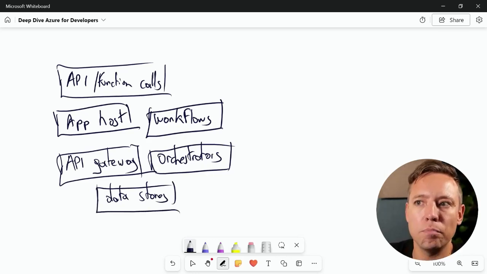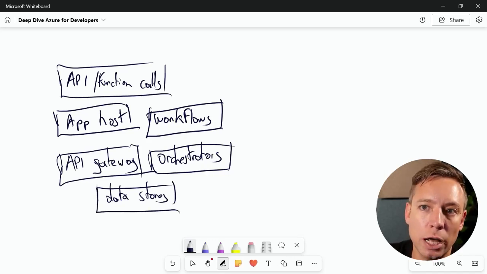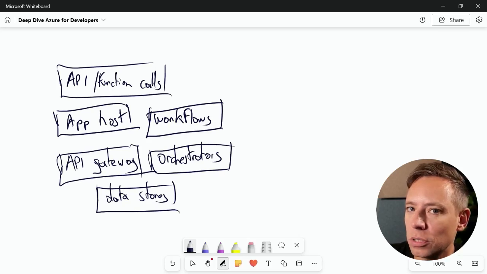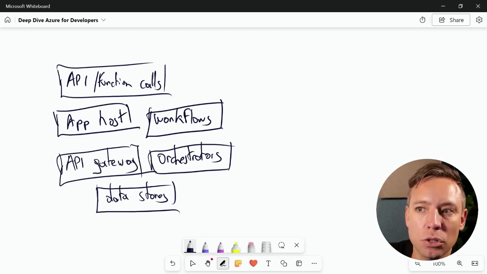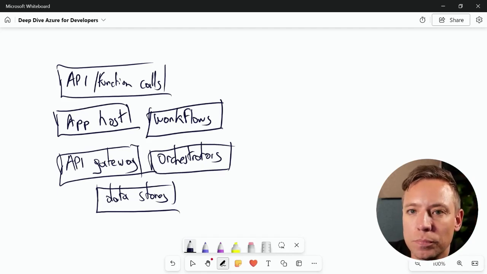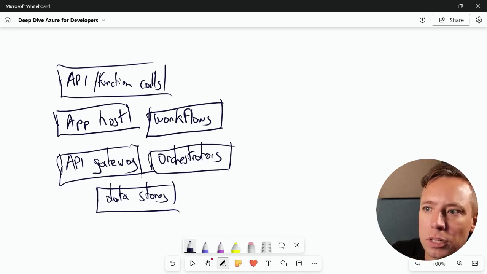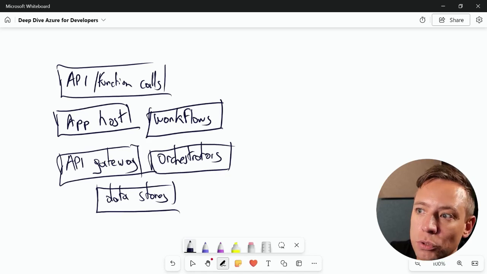In fact, let me map these to Azure services. API and/or function calls can be matched to Azure Functions. Your application hosts can be matched to Azure App Services. Workflows can be created with Azure Logic Apps. Azure offers an API gateway in the form of Azure API Management. There's a managed Azure container orchestrator, the Azure Kubernetes Service or AKS. And lastly, Azure SQL and Azure Storage are Azure's managed data store solutions. And there's undoubtedly more, all of which can be developed with a traditional approach or with a serverless approach.